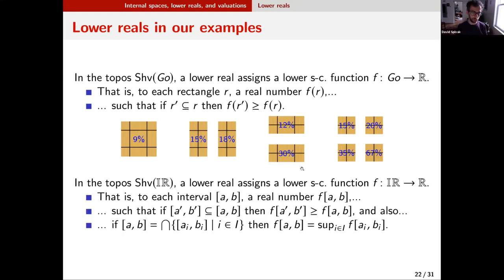In the topos of sheaves on R, a lower real again would define a lower semi-continuous function from R to R, and that would mean that for every interval AB, I would get some number. And again, if I have a subinterval of a bigger interval, then the number would go up as I restrict. And a third condition is that if I take an interval and it's the intersection of some bunch of other intervals, then the number for that smaller interval is the sup of all the numbers coming down towards it.